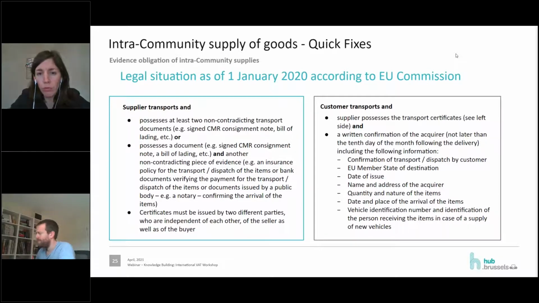And what we see also in practice, just one word on the written confirmation, is that you can not only use the document called written confirmation of the acquirer only if the customer is performing the transport, but this could also be an alternative if you do not dispose of a CMR, a signed CMR. You can also use the written confirmation of the acquirer. So there's, I would say, a certain flexibility in the way you are using the different transports, the different documents.